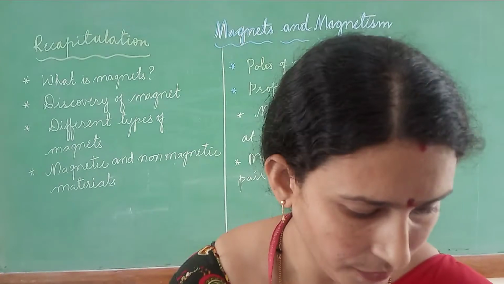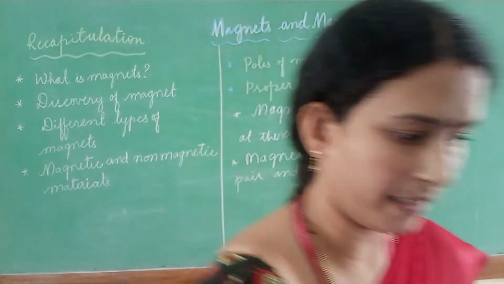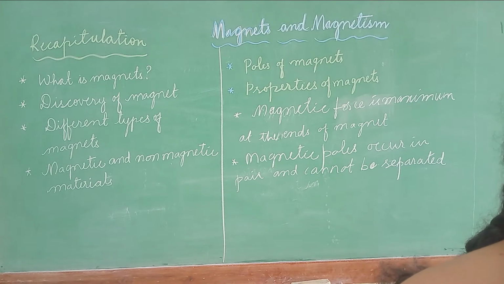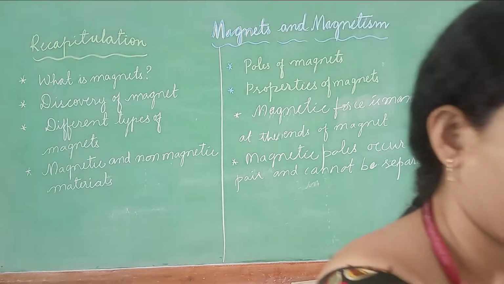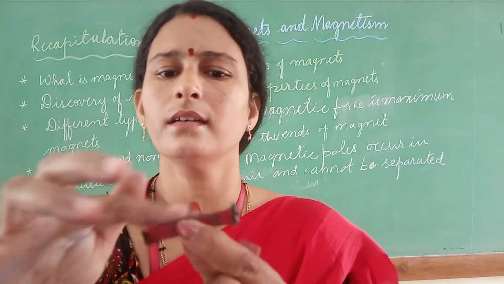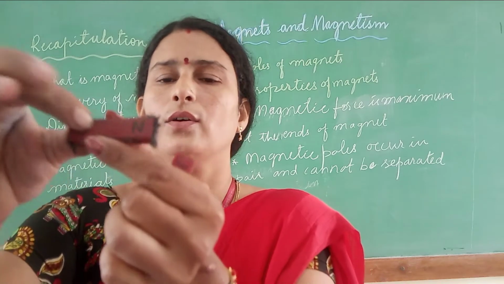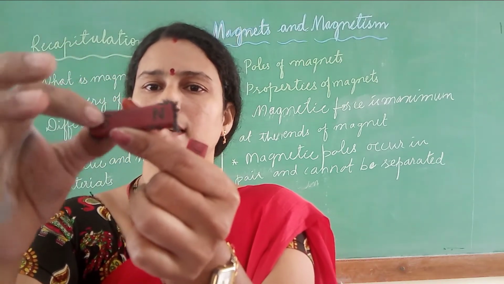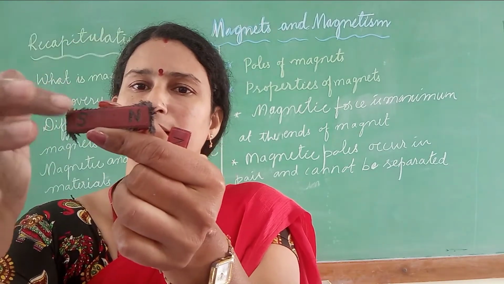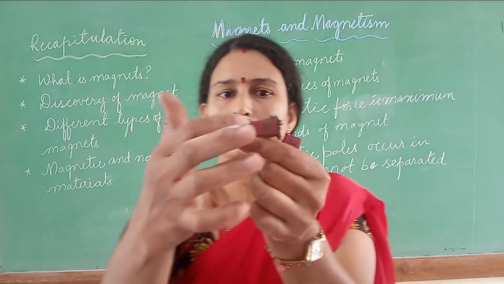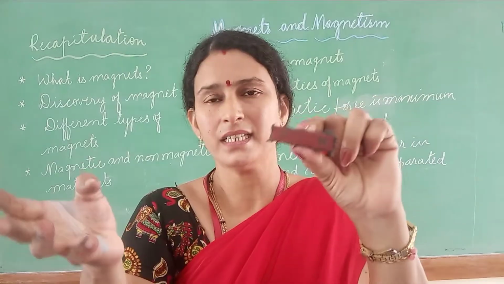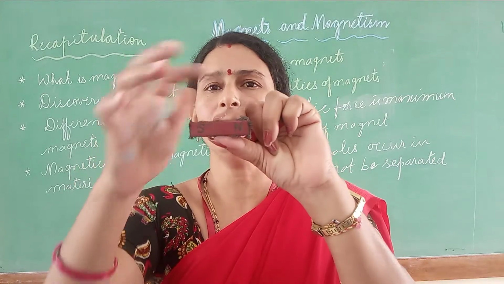Here I have taken a bar magnet. You can see here the poles of the magnet are named south and north. The two poles are named south and north. These two poles cannot be separated. Always they appear in pairs.